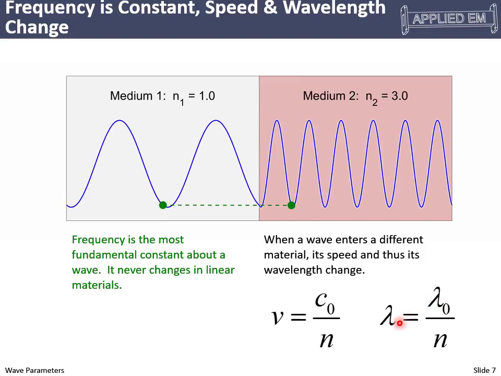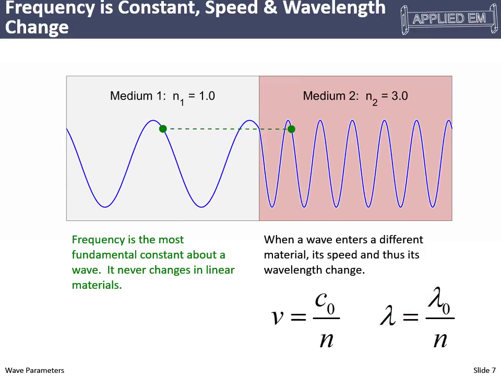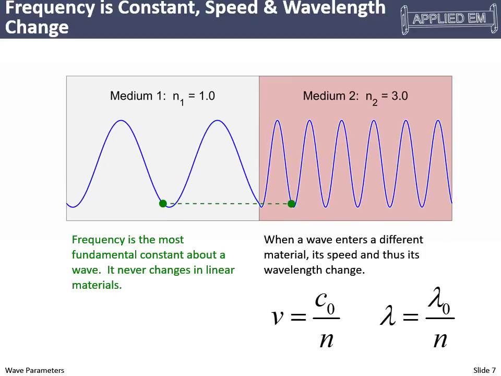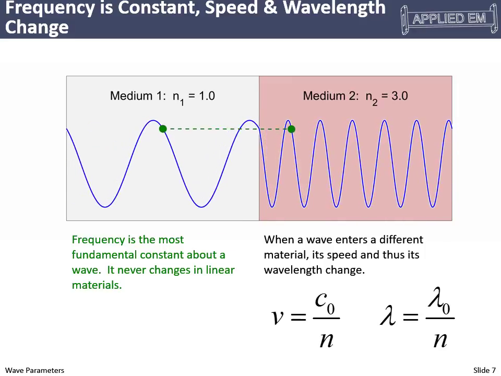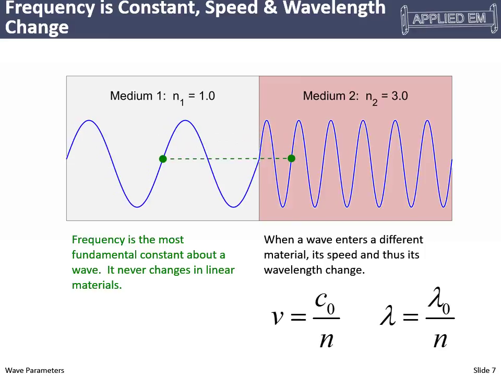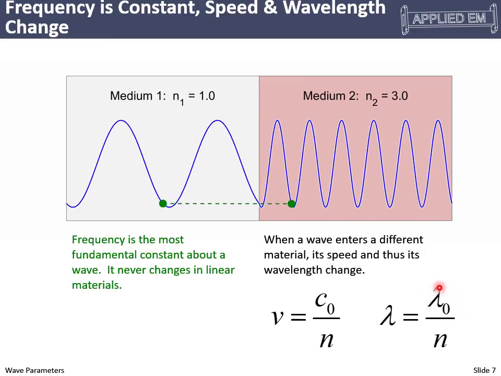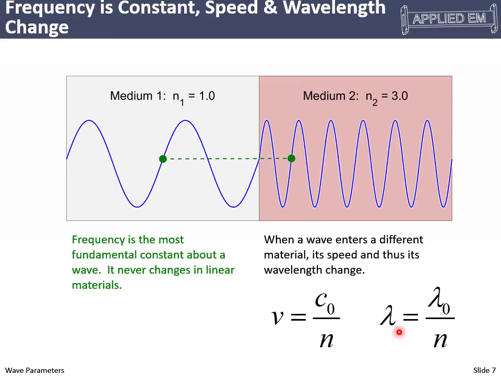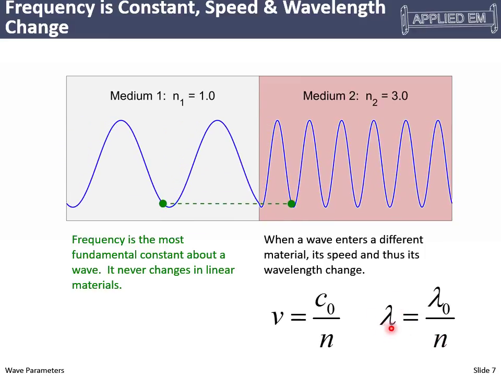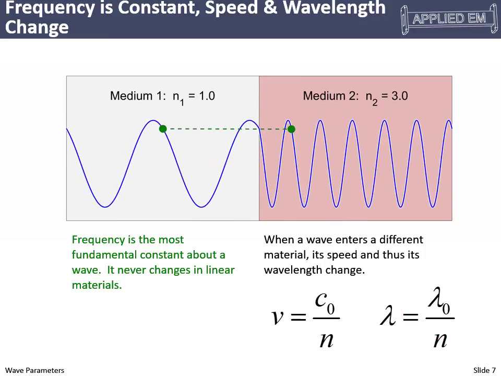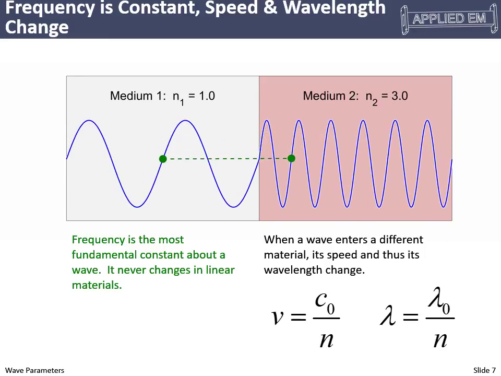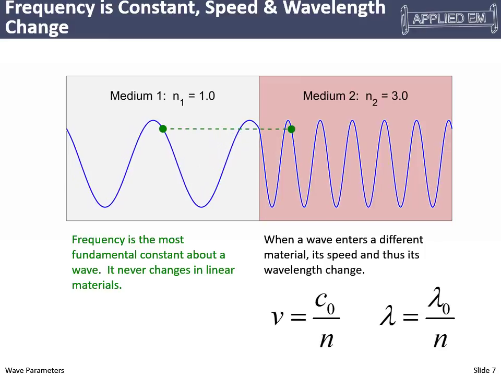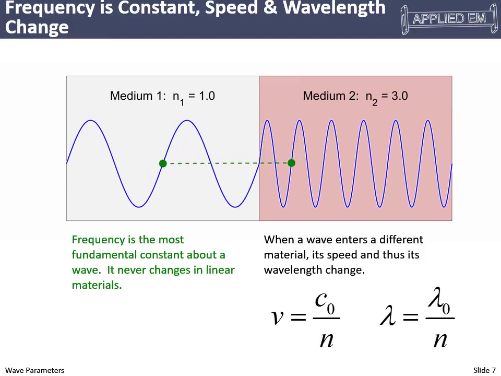But when you see me use lambda alone, I'm talking about whatever the wavelength happens to be inside the medium we're analyzing. But I don't like adding that extra level of confusion, and almost without exception, I will always use the free space wavelength divided by refractive index instead of just lambda. But you will see it once in a while. So frequency is constant, speed and wavelength change in proportion to this refractive index.